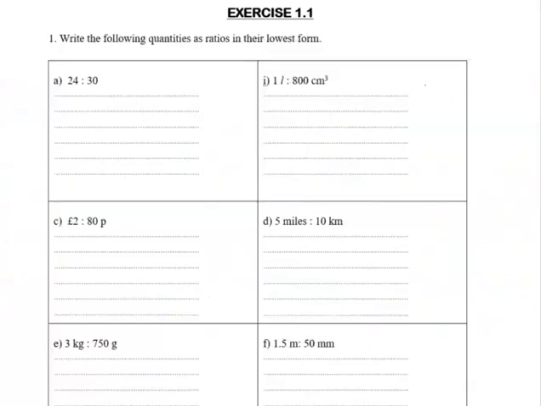This is IGCSE Chapter 1. In this chapter we're going to be learning about ratios, problem solving involving ratios, direct proportion, inverse proportion and currency conversion. Now a ratio allows us to compare quantities.